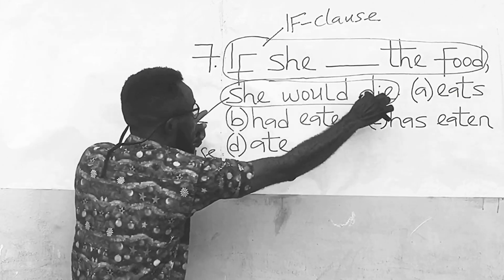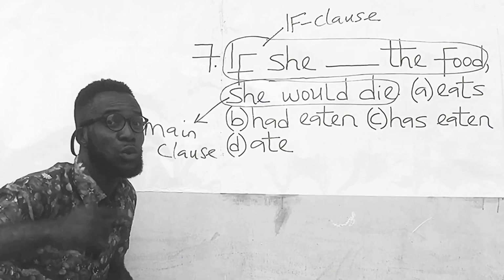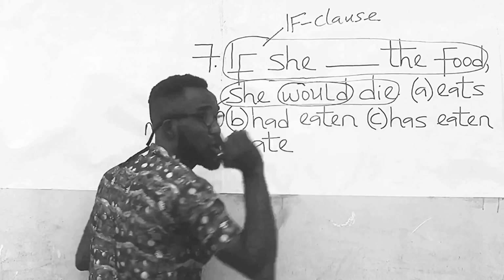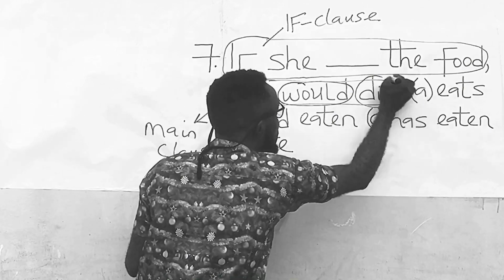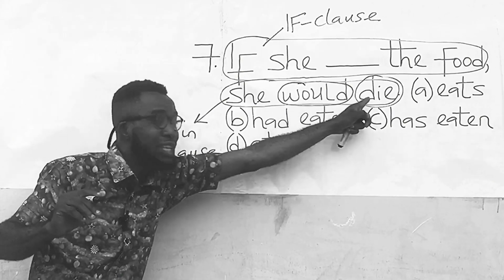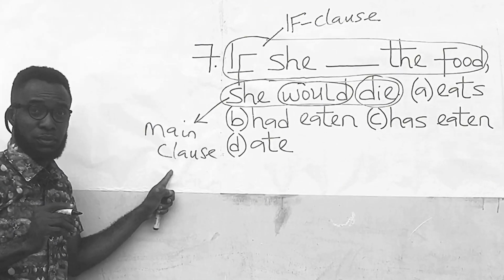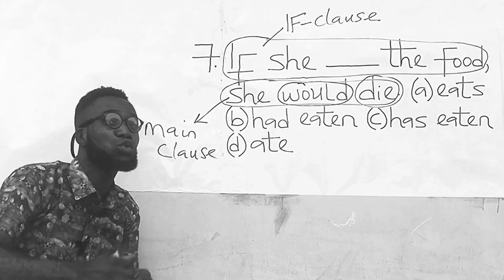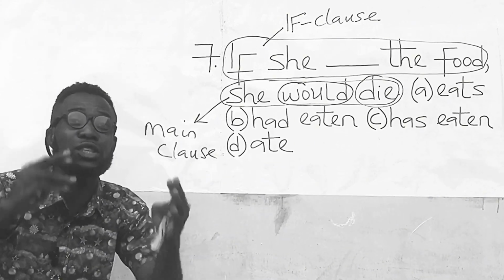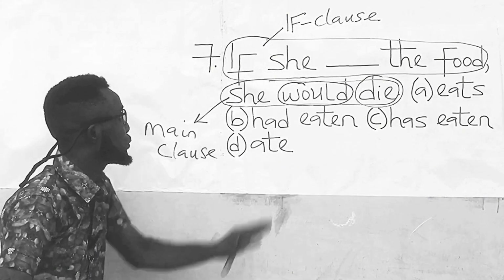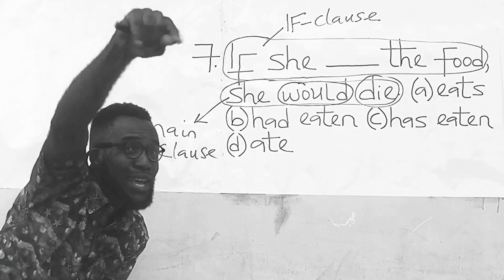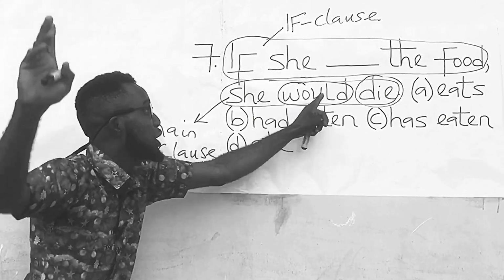If you look at the main clause that is completed, you will find out that it carries would plus a present plural verb. If you look at those 4 Roman figures I gave you not quite long, you will find out that we are expected to use Roman figure 2 for this question. Because it is Roman figure 2, check that the main clause carries would plus a present plural verb.